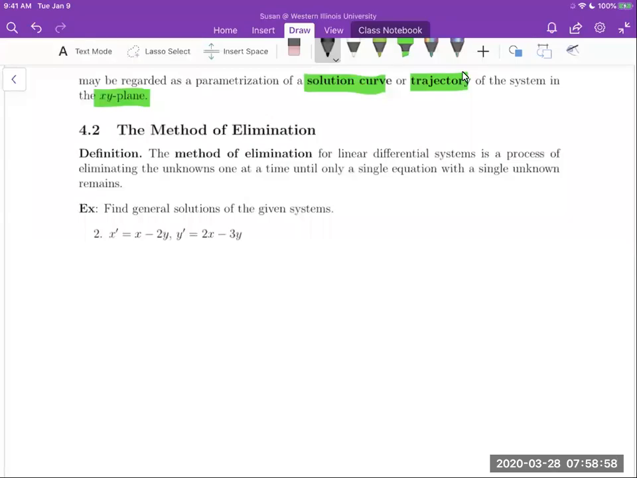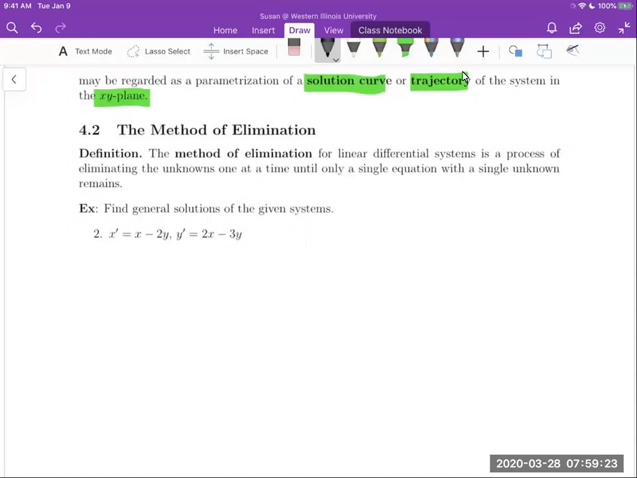This video is going to cover section 4.2, the method of elimination. It's going to be very similar to what we discussed in section 4.1 in that we're going to be taking a system of DEs and using a substitution or elimination method in order to reduce the system to a single higher order differential equation, and then we'll use our methods of chapter 3 to solve. So let's just jump right on in here with example 2.